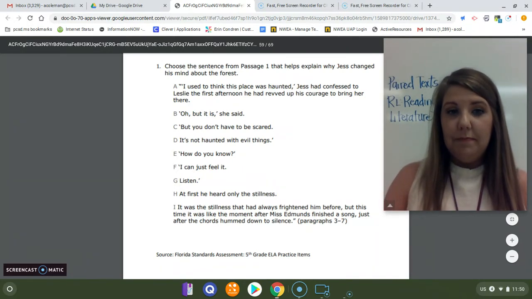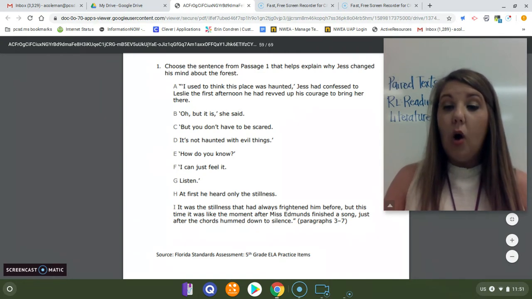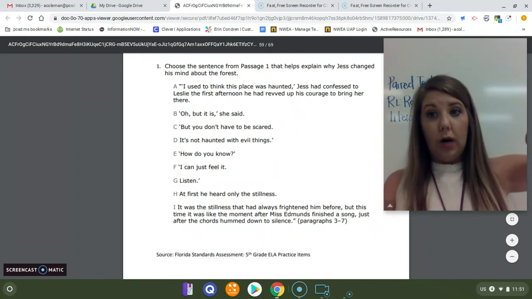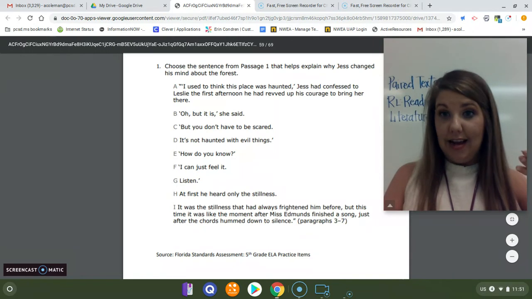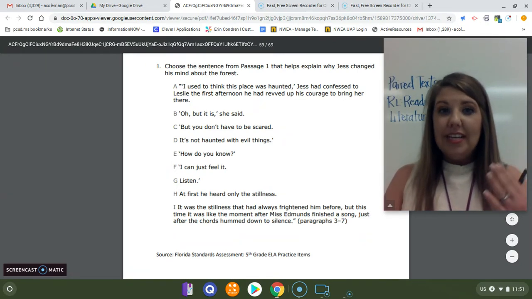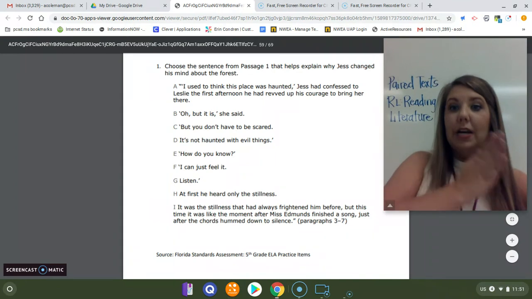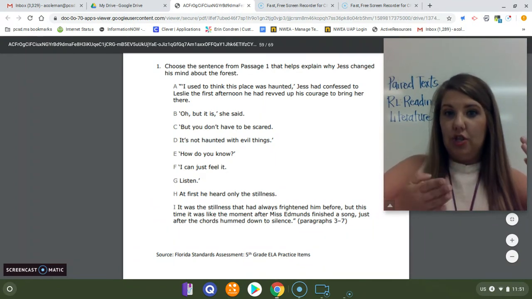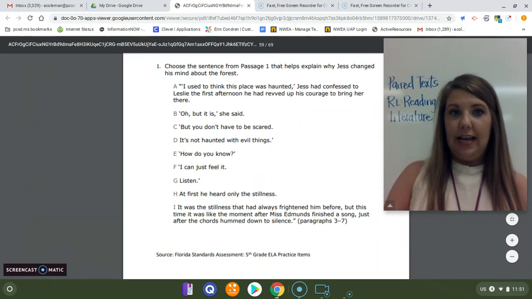And let's look at I. It was the stillness that had always frightened him before, but this time it was like the moment after Miss Edmonds finished a song, just after the chords hummed down to silence. So it tells how Jess felt before, but it also shows how Jess changed. So yes, that would be our answer. It would be I. If you chose I, you got it correct.